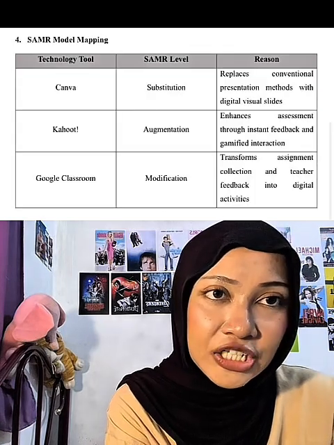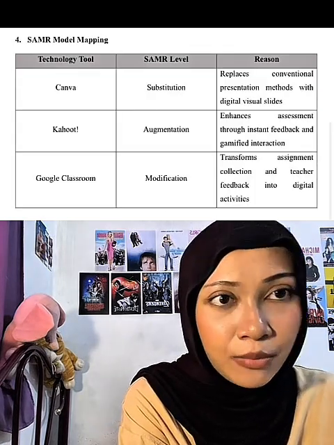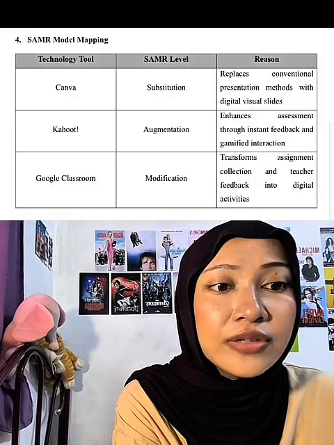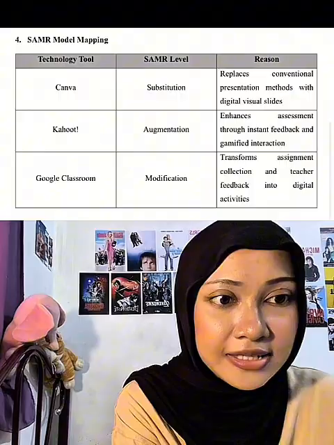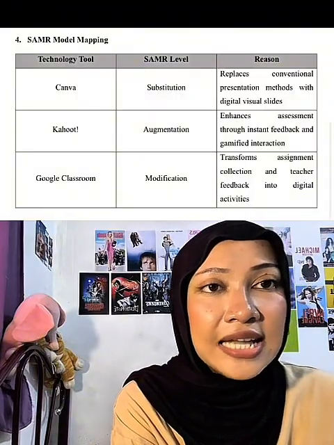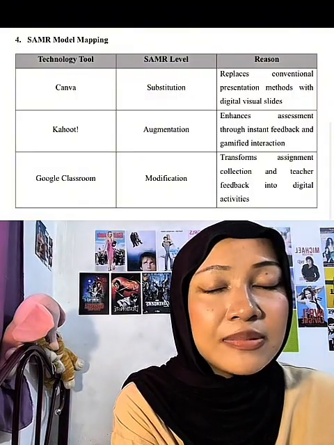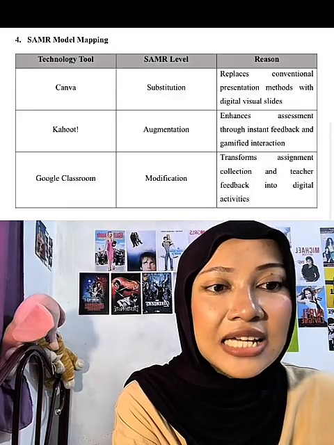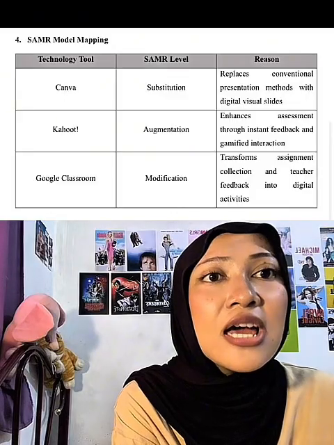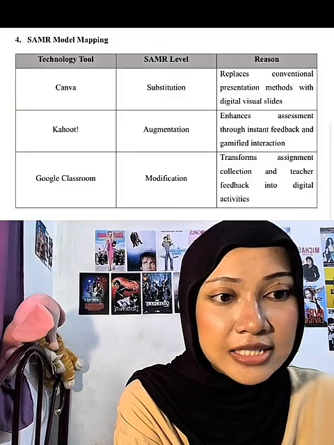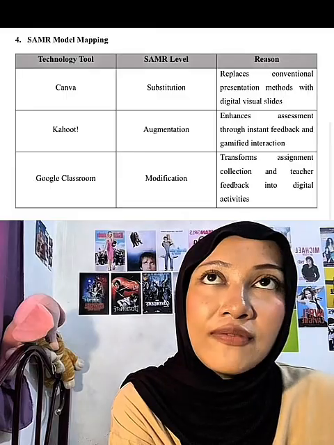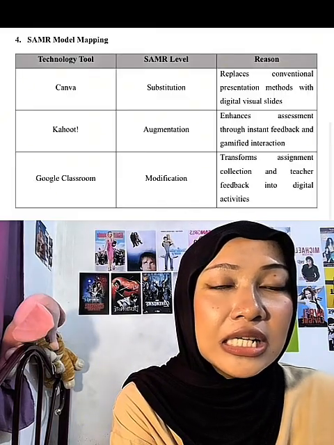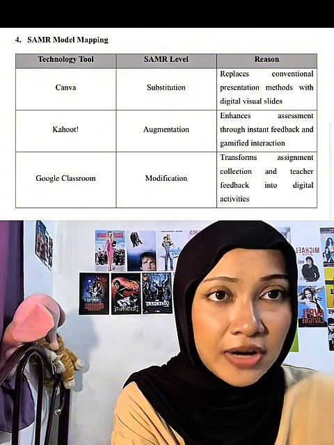Okay, next section is the SAMR model. So SAMR is used to explain how technology changes the learning experience. So the first level used in this lesson is substitution. So Canva belongs to this level because it replaces traditional explanation using boards and printed materials. So even though the functions are still similar, the presentation becomes more attractive.